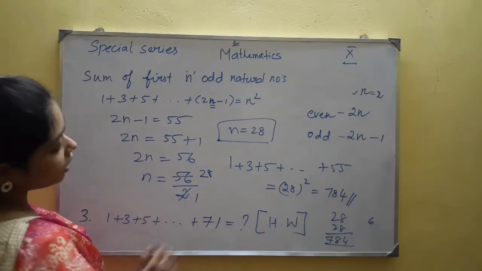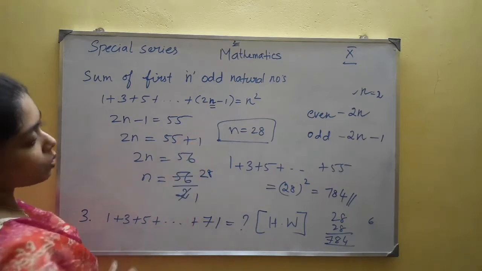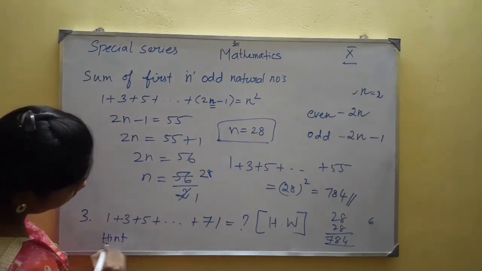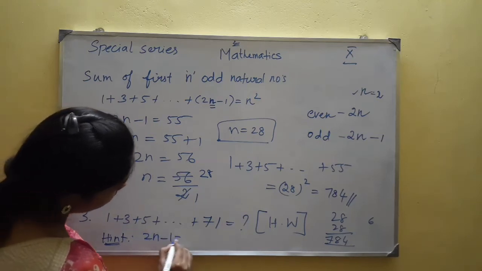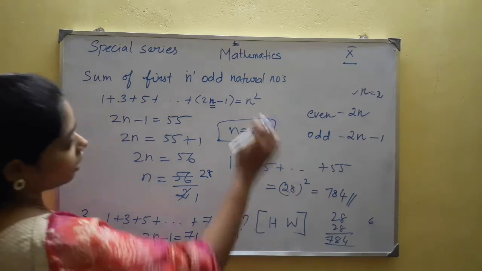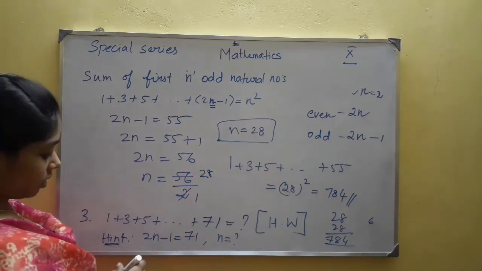Here it is ending with 71. So, hint, take 2n minus 1 is equal to 71. Then find the value of n. Then substitute over here and square it. Okay.